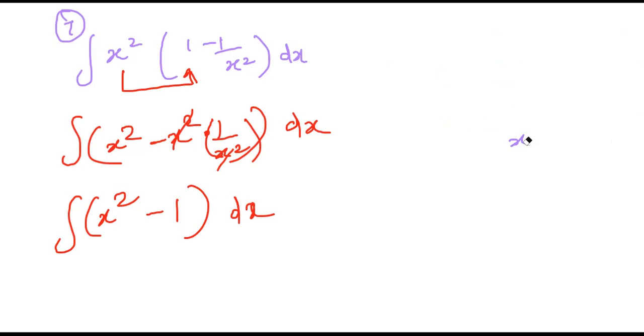When it is in multiplication or division, like when you have x square into 1 by x square or x square by x square, you are allowed to make the cancellation.